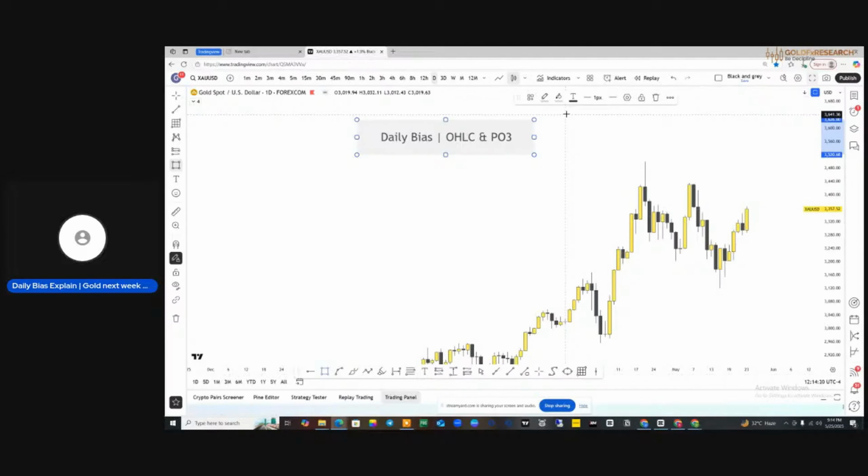Why is it important to look at this? What benefits can we get from it? And with whose help are our daily biases observed? These are observed by looking at the open, high, low, close, and the power of three model. If you follow the same things, you can see the same aspects in the weekly bias as well, and similarly in the monthly bias too. But the most important bias is the daily bias. I hope you all have understood this much.